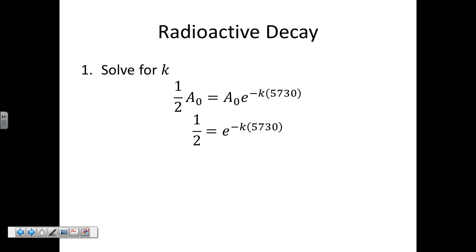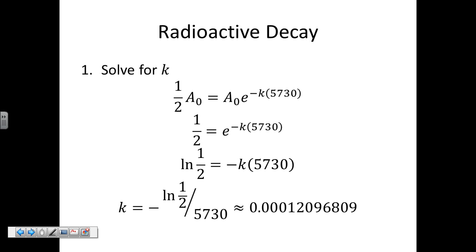Now I've got to solve for that K value, so I know that's going to involve a natural log. So the natural log of 1/2 is going to equal my power, so negative K times that 5,730 years. Dividing that negative 5,730 years over, I find out that my K value is approximately, okay, this is a lot of digits, 0.001209.